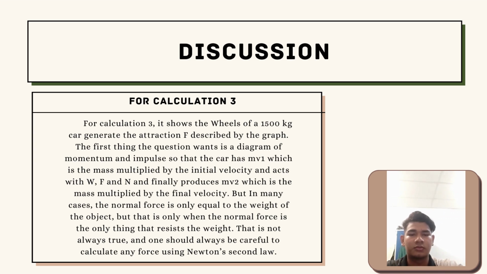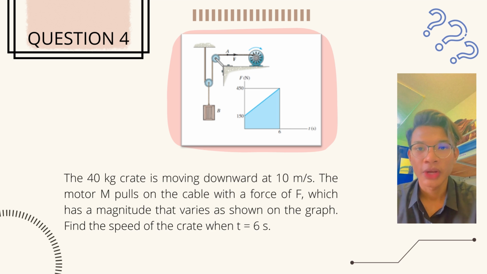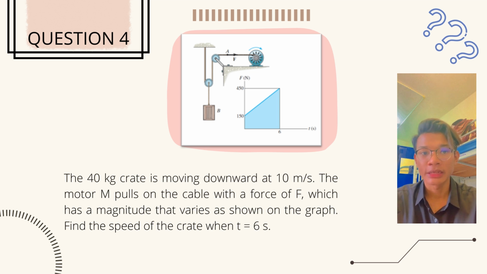For question 4, the 40 kg crate is moving downward at 10 meters per second. The motor M pulls on the cable with a force F, which has a magnitude that varies as shown on the graph. Find the speed of the crate when t equals 6 seconds.